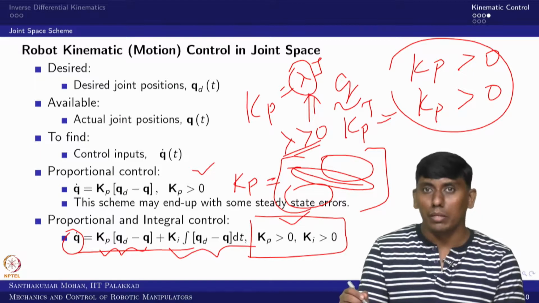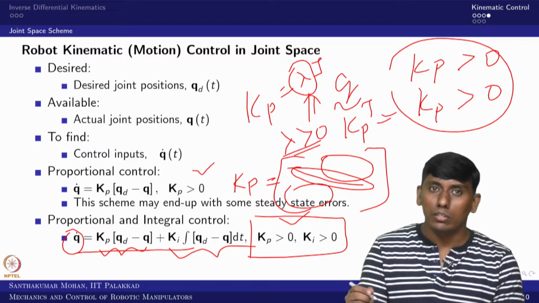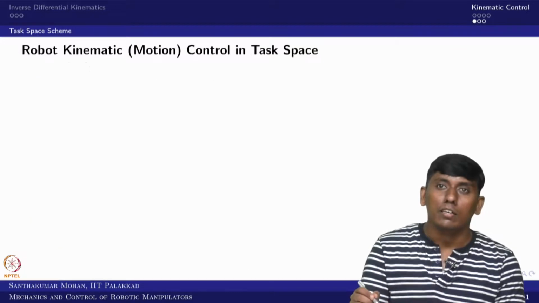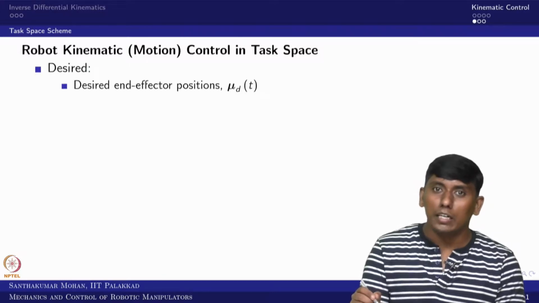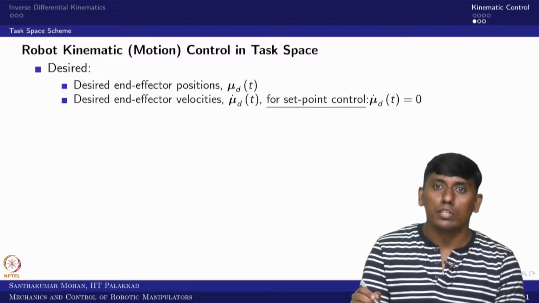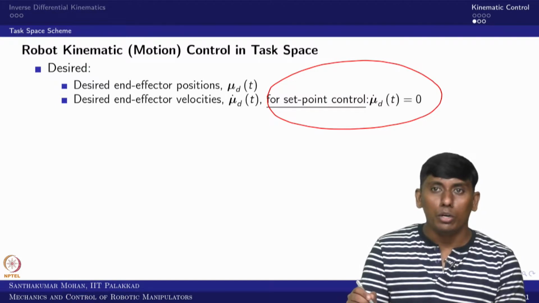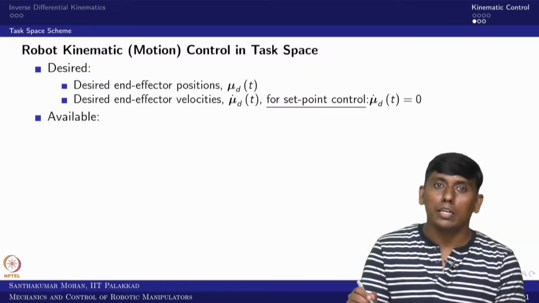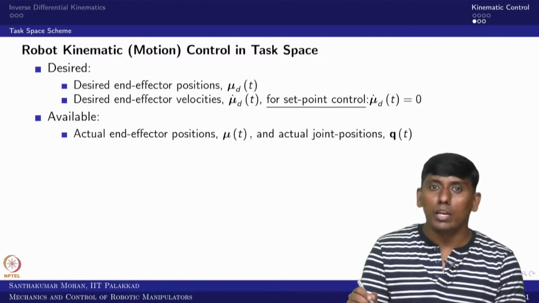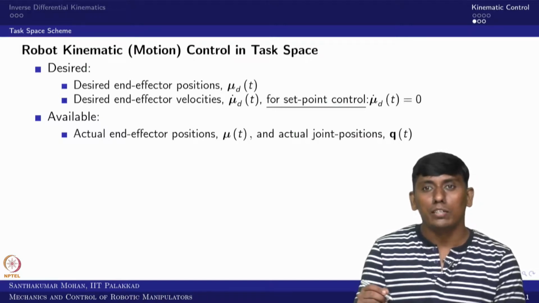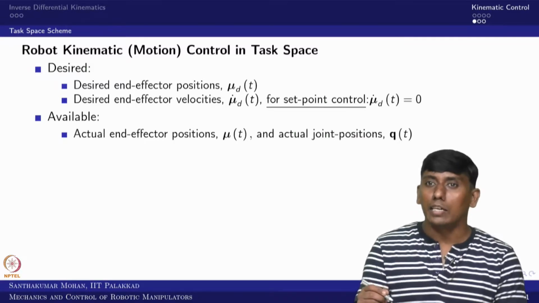We will go to the kinematic level, but in task space. So for the task space, what we can see, this overcomes the steady state error. For the task space, what would be given? So instead of desired joint position, it would be given desired end effector position, desired end effector velocity, and if it is a set point, the desired end effector velocity would be 0. Then what we actually expect would be available: the actual end effector position and the actual joint position, because sometimes the inverse kinematics is not possible straight away. So then people try to use the actual joint position.